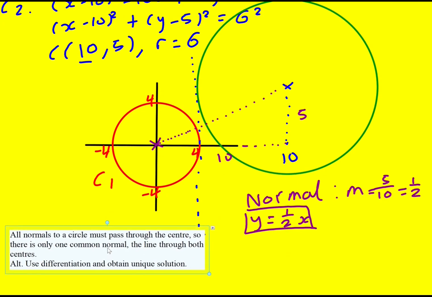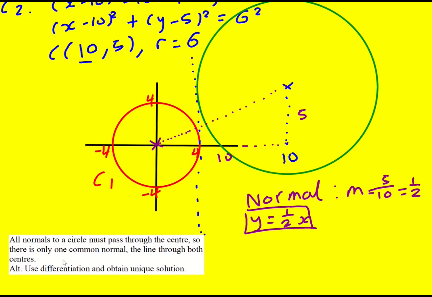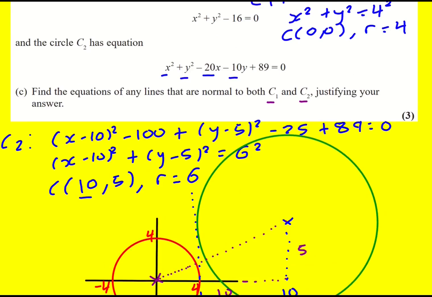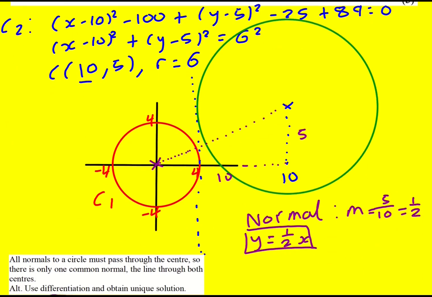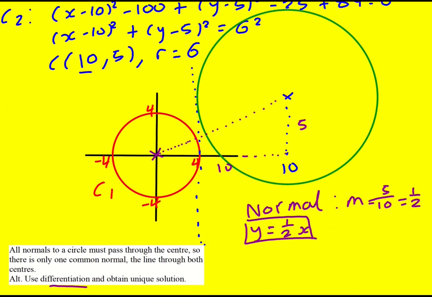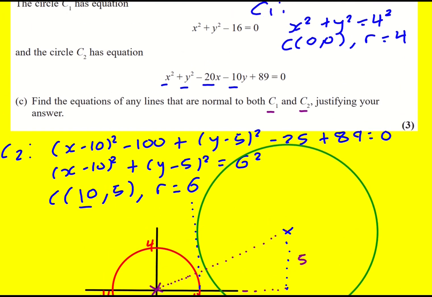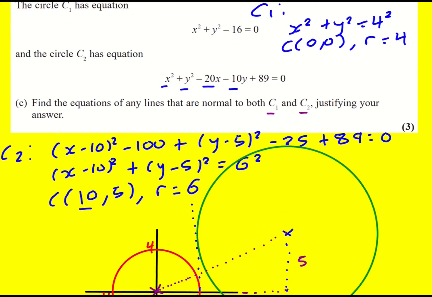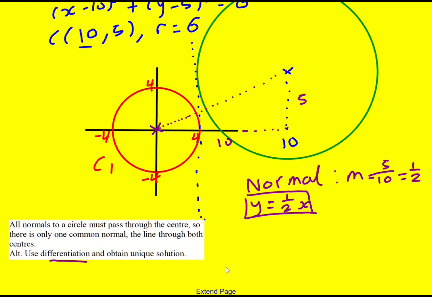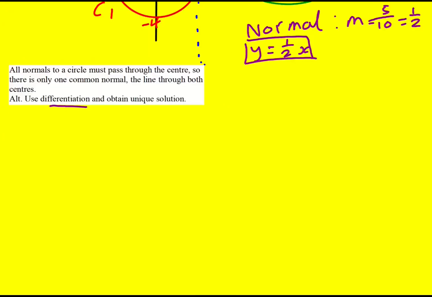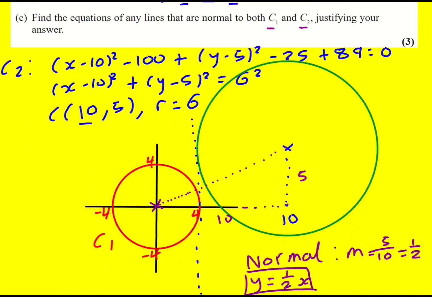So, got to write something along the lines of the normals must pass through the center. So, there's only one common normal passing through both centers, and then we can calculate it. You could use differentiation. You could find the gradient of each circle, but that is just completely unnecessary when you can do it this quickly, so I'm not even going to go there. You do, and hopefully already do, have to look at the mark scheme for questions like this. And the fact that there's only 3 marks tells you it's not going to be that involved. In fact, it's very quick once you've got the sketch. But of course, the marks involved completing the square and so on.